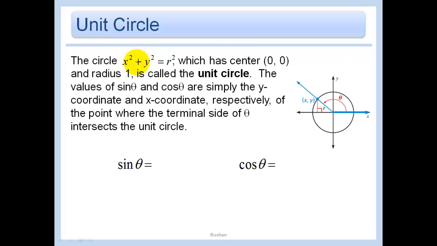The circle x squared plus y squared equals r squared, which has center 0, 0 and a radius of 1, is called the unit circle. So here, the radius is equal to 1, which is what I was touching on in the last lesson. Remember when I said that's why the circumference is 2 pi? So the values of sine and cosine are simply the y coordinates and the x coordinates. What do I mean by that?